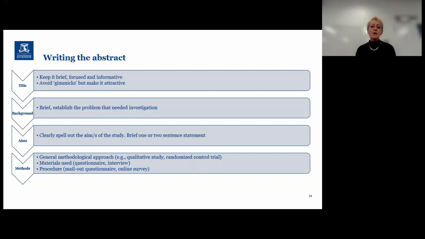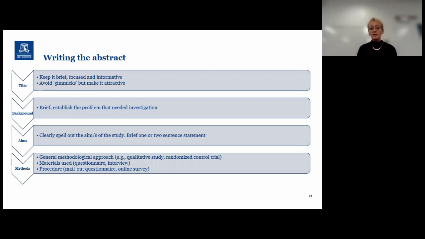Because what you need to remember, often for conference abstracts, you might be allowed 200 words, you might be allowed 300 words. There's not many conferences that I've presented at where they go much above 350. That's quite generous for a conference abstract. So that's why you need to keep the background brief. Your aim, clearly spell out the aim or aims of the study, and that can be done in a one or two sentence statement.